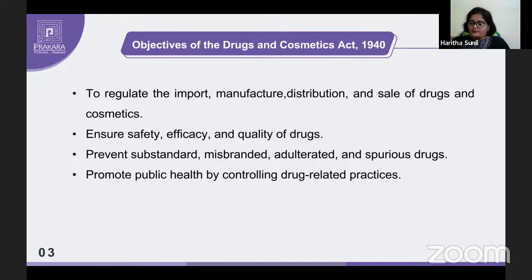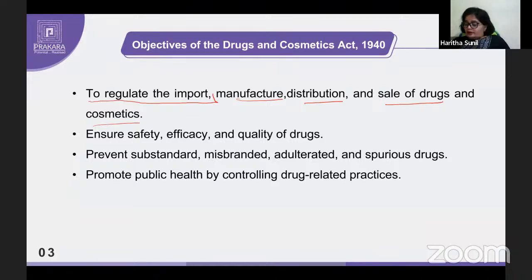The first objective is to regulate the import, manufacture, distribution, and sale of drugs and cosmetics. We will see one point after the other. What do you mean by regulating the import? It is nothing but this Act ensures that only approved and quality tested drugs and cosmetics are imported into India, so that you can prevent the entry of harmful, substandard, or even non-compliant products into the country.